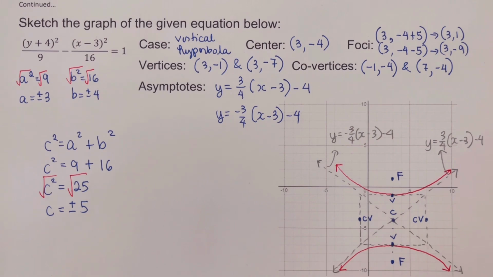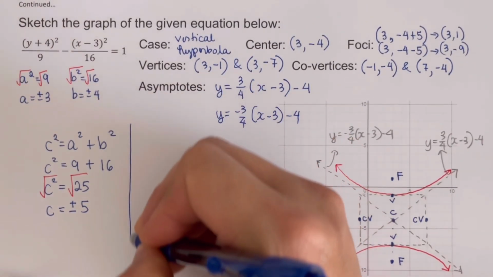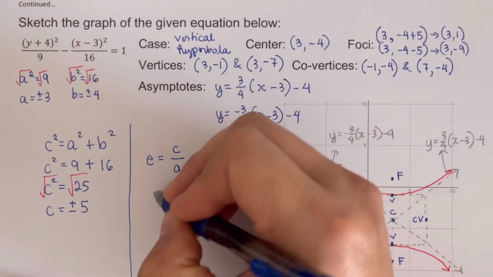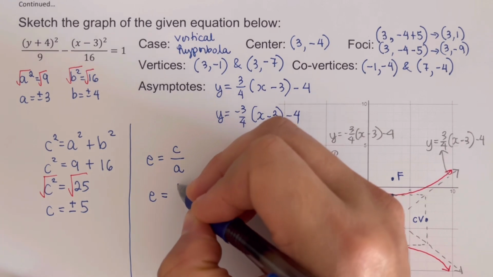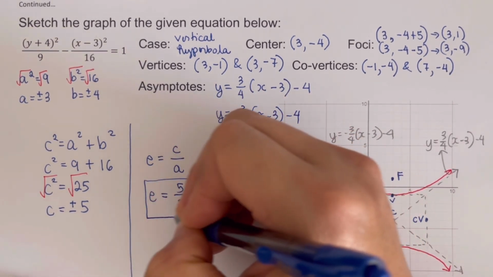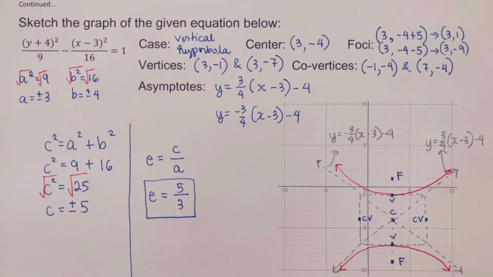Now, we need to determine the eccentricity of this hyperbola. So this is the eccentricity here. E is equal to C over A. Again, our C is 5, and then the A is 3. So this is the eccentricity of this hyperbola.